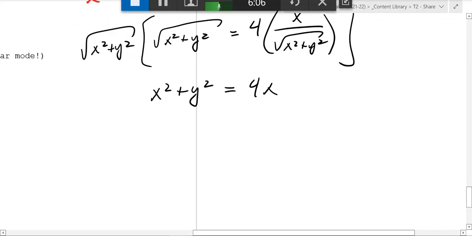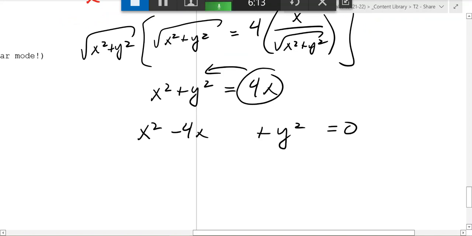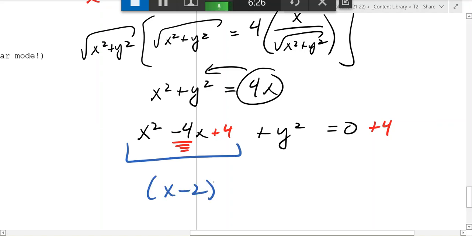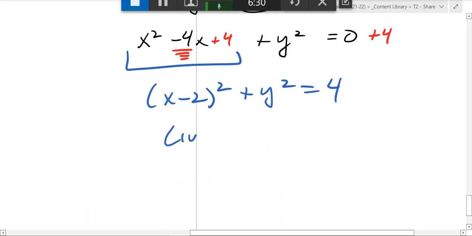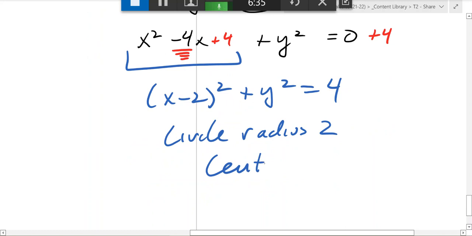What do we do now? Well, x squared minus 4x plus y squared is equal to 0. All I've done is move that to the left side. And now I'm going to do something magical called completing the square, where I'm going to add 4 to both sides. The reason I got that is half of this value squared is 4. The reason we do that is this right here, you might remember, turns into x minus 2 squared, and you end up with this. And this is a circle of radius 2 centered at 2, 0.